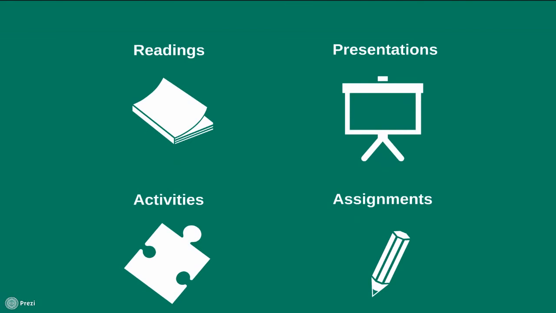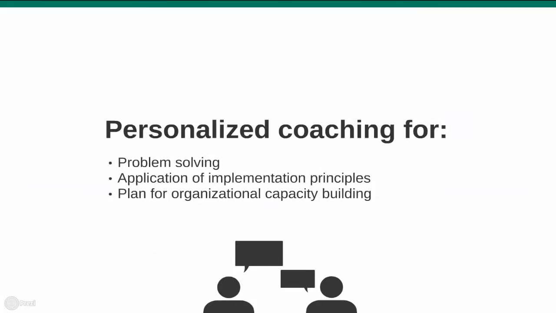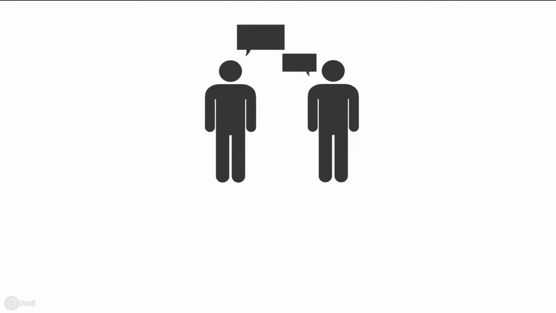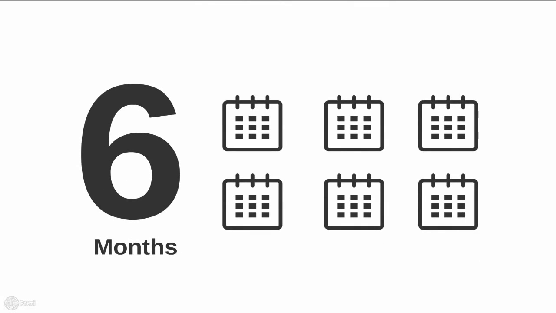Throughout the course, participants engage in readings, presentations, group activities, and assignments, and are encouraged to apply the content directly to their own implementation project. In addition to these activities, participants will receive individualized coaching to help them problem solve, apply implementation principles, and plan for capacity building within their organization. The entire course was intentionally designed to take 6 months to complete, which gives participants the opportunity to absorb course content and learn how to apply and relate the content to their own projects.